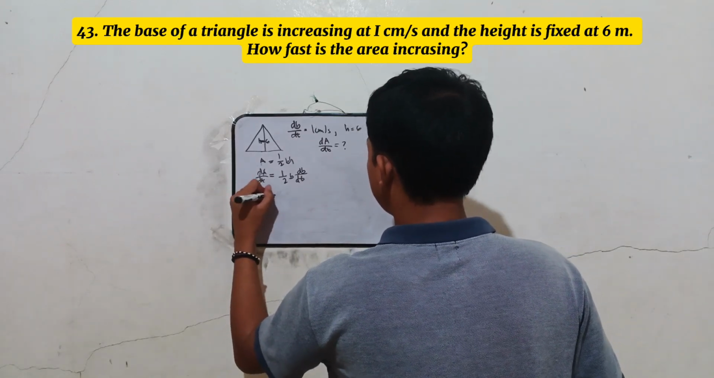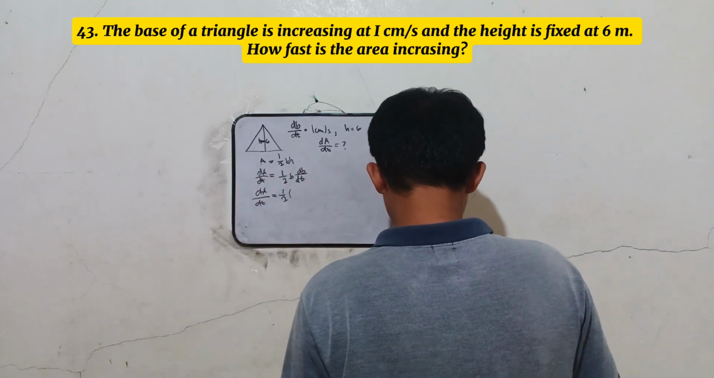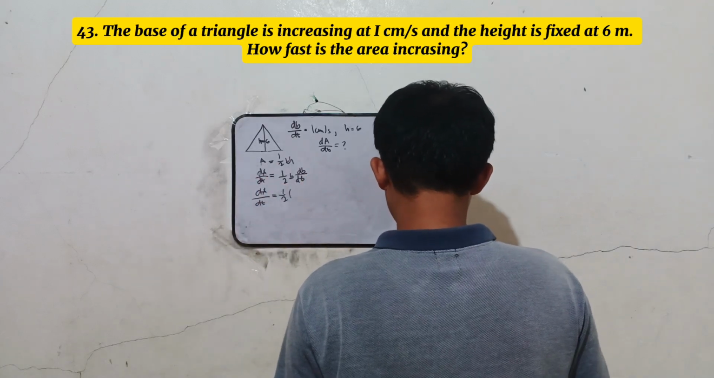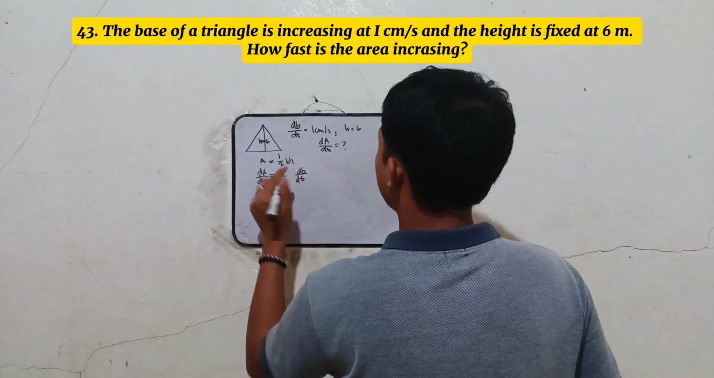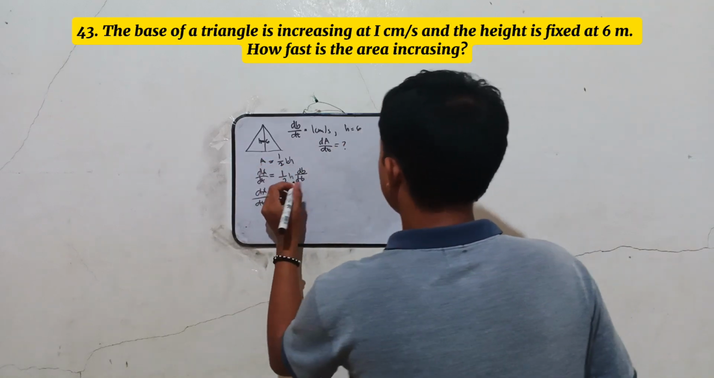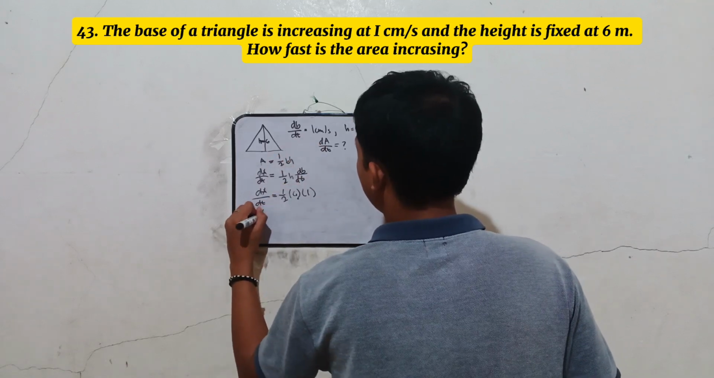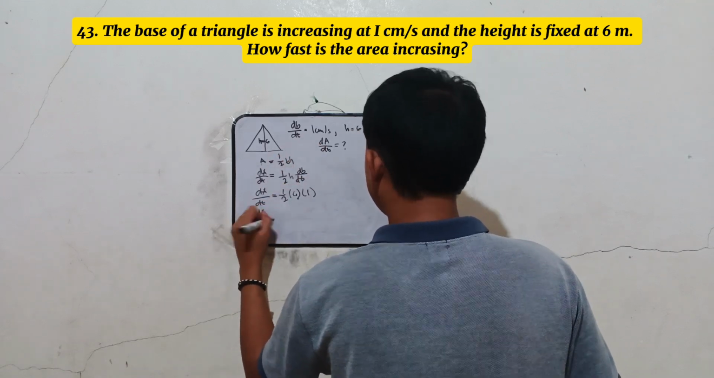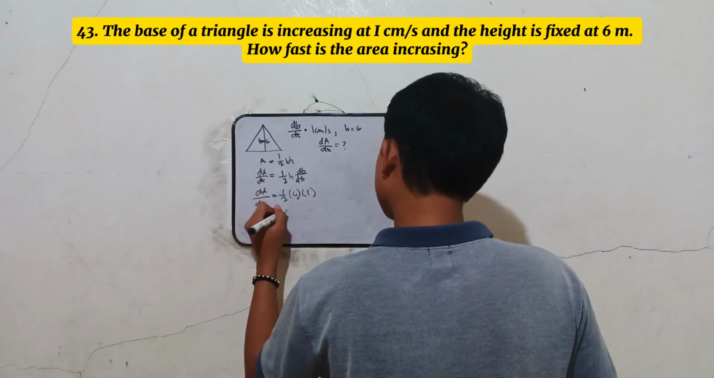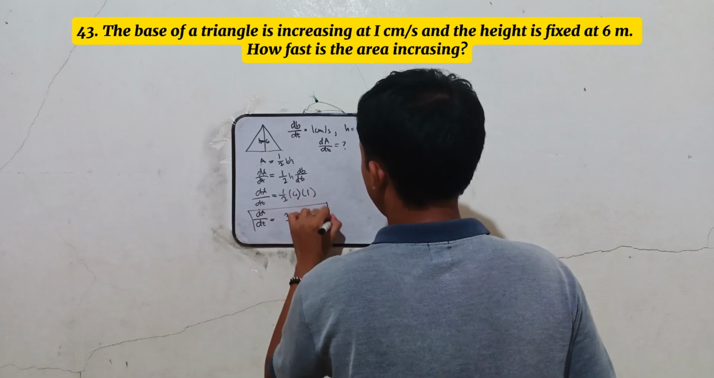dA over dt is equal to 1/2, then h. So our h is 6. Then db over dt is 1. So calculate the final answer, then we'll get 3 centimeters squared per second.